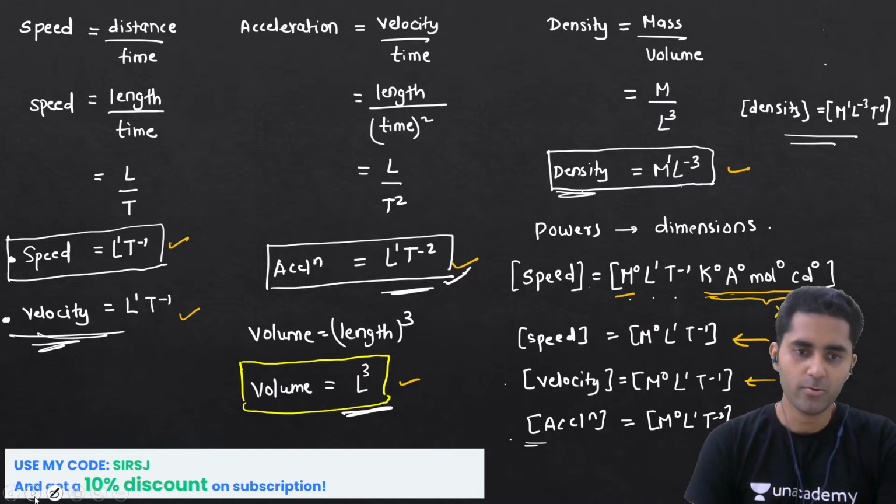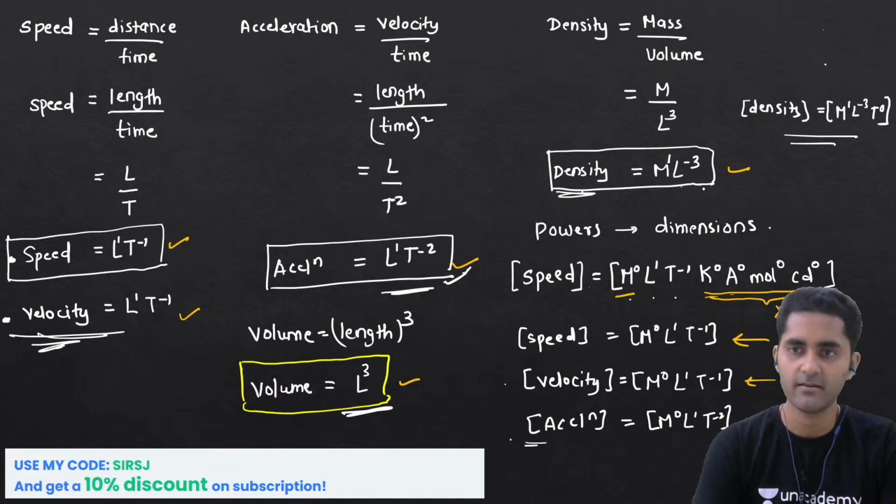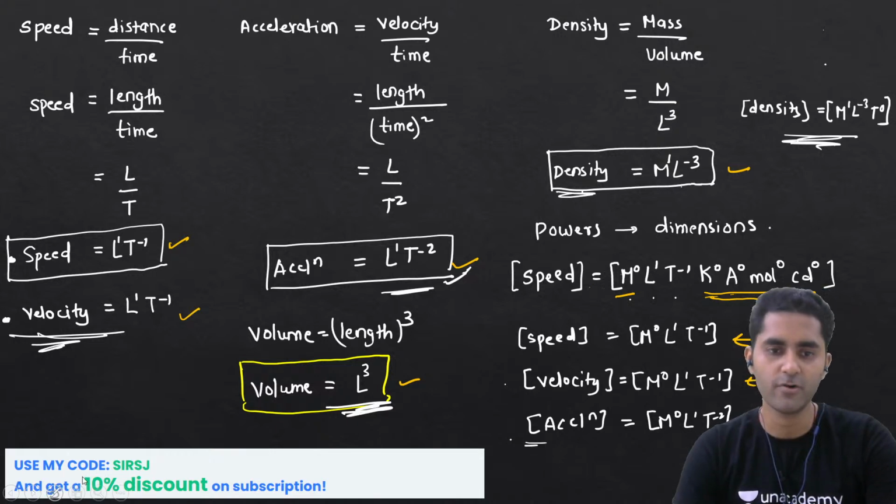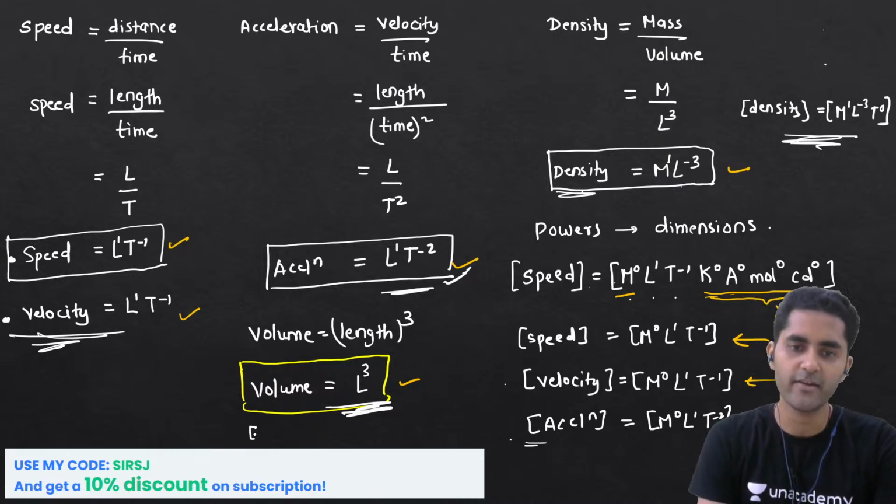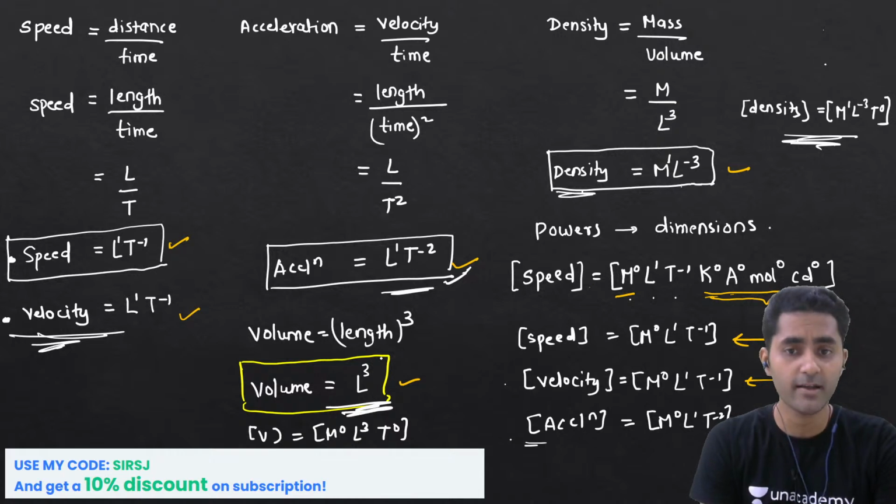Now just remember all this: speed, velocity, acceleration and density as well. Here we have the dimension of volume. Just tell me the dimension of volume. It is L3, right? So we can write the dimension of volume as M0 L3 T0, because it doesn't depend on mass and time. It only depends on length.